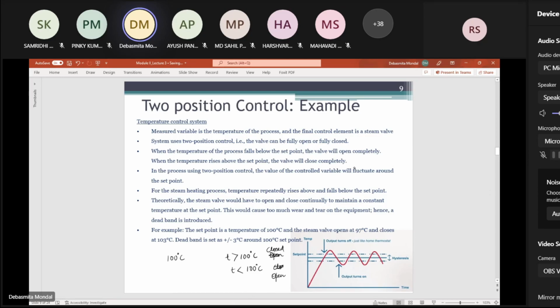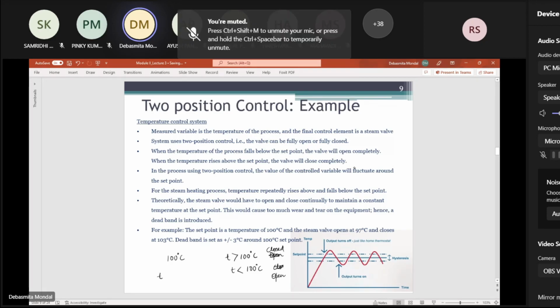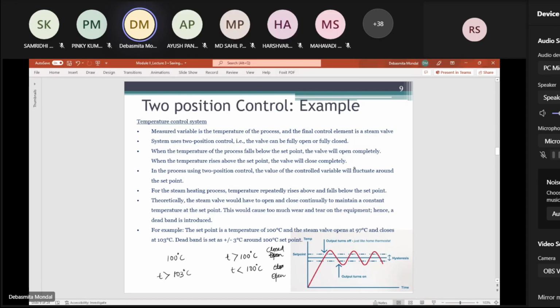After introducing a deadband of plus minus 3 degrees, if the temperature rises beyond 103 degrees centigrade, only then does the valve get closed, and if the temperature falls below 97 degrees centigrade, the steam valve opens. Between 103 degrees and 97 degrees, if the valve was previously in an open condition, it will remain open. If the previous condition of the valve was closed, it will remain closed.